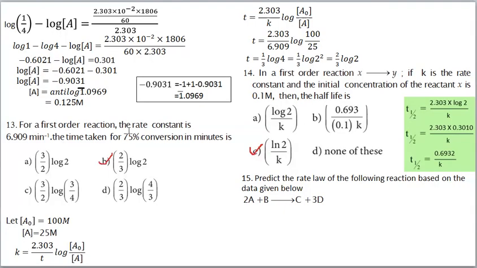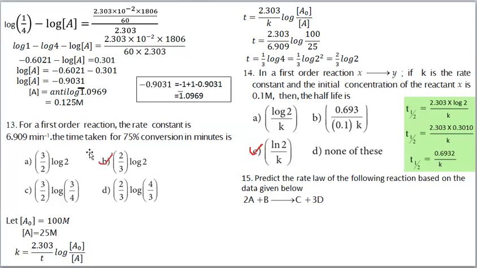And then, for a first order reaction, the rate constant is 6.909 per minute. The time taken for 75% conversion in minutes is? 75% conversion means the quantity of the reactant remaining is 25%. So A is 25%. The rate constant is also given. So let A0 equal 100 molarity, A is 25 molarity. K is equal to 2.303 by T log A0 by A. We can rearrange it.